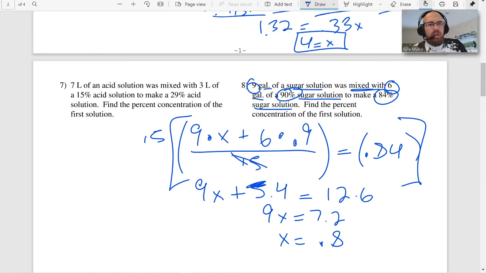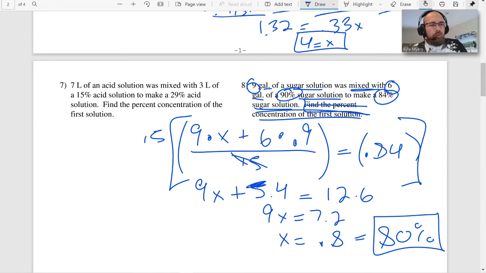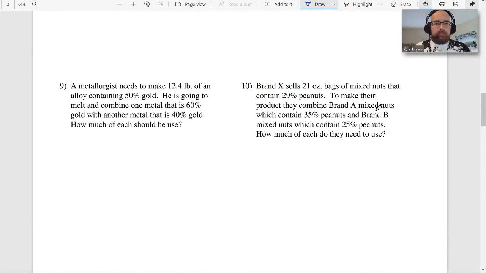X is 0.8. But it wants the percent concentration, right? So we got the decimal concentration. We want the percent concentration. Be really careful with that, because 0.8 is good, but if they say they want a percent, you have to change it back into a percent, right? So be really careful with that.